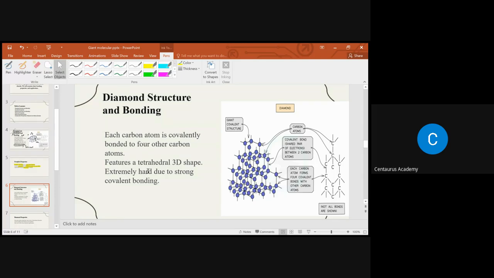Okay, moving on to diamond. In diamond, each carbon is covalently bonded to four other carbon atoms. This means that there is no sea of delocalized electrons present. Every carbon is completely engaging its outer valence shell electrons with the rest of the carbon atoms, hence creating a tetrahedral three-dimensional structure. As a result of this three-dimensional structure, you will be able to identify that diamond is going to be completely hard because of its strong covalent bonding.